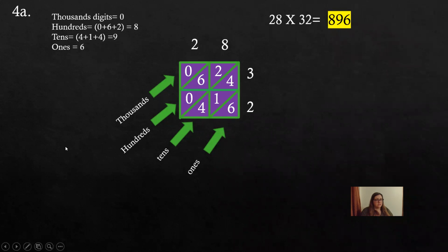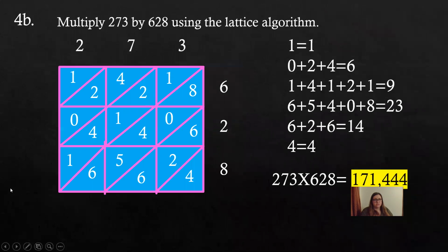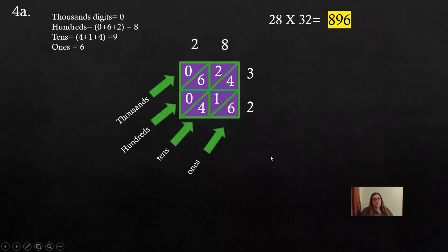I'm not sure how this is pronounced, lattice or lattice, algorithm, but when you're trying to do 28 times 32 and you don't have a calculator on you and you're just trying to simplify it down, just draw your little box and then break it down.